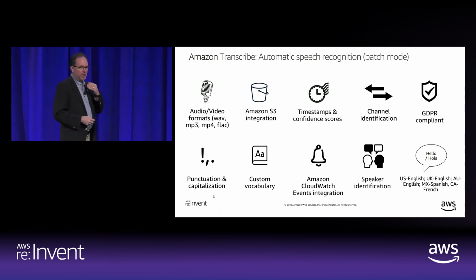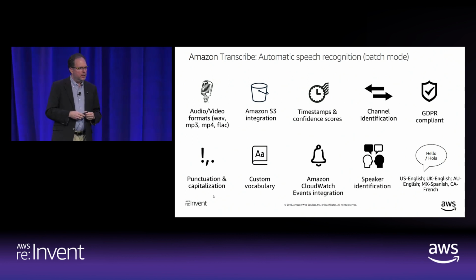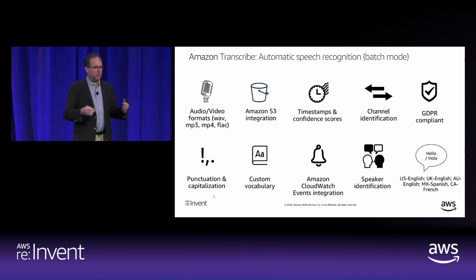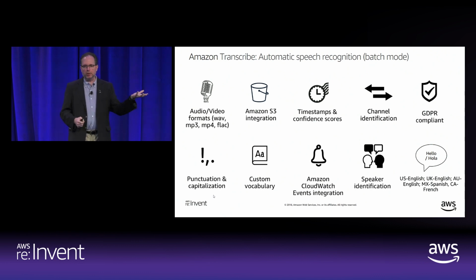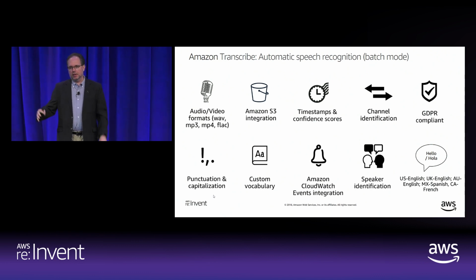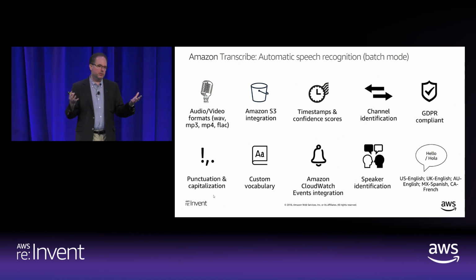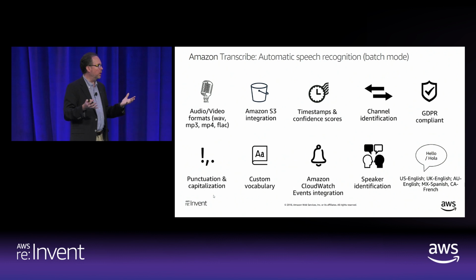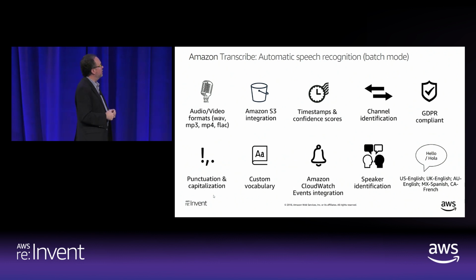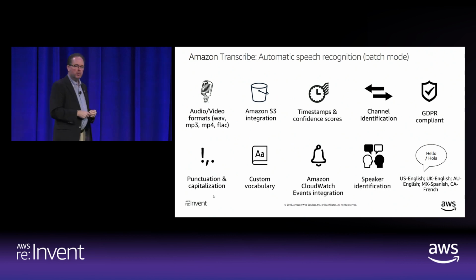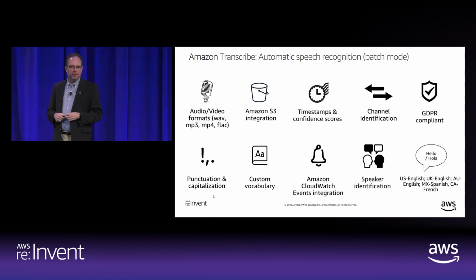It has channel identification. So in the call center example that we used, often you'll have the customer service representative on one channel, so think of left, and the customer on the other channel, on right. And so it makes it very easy to discreetly understand who said what without having a lot of things to identify. It automatically infers punctuation and capitalization.